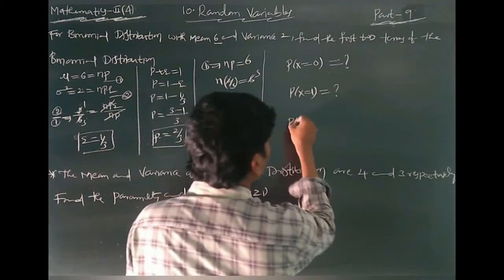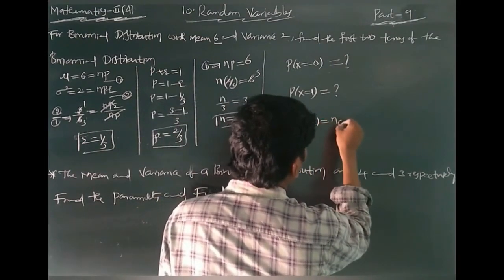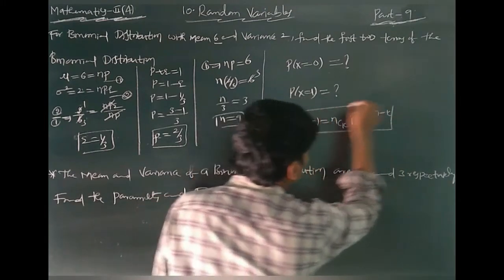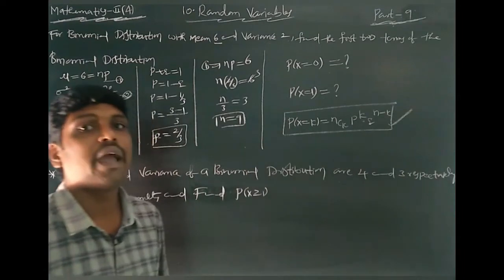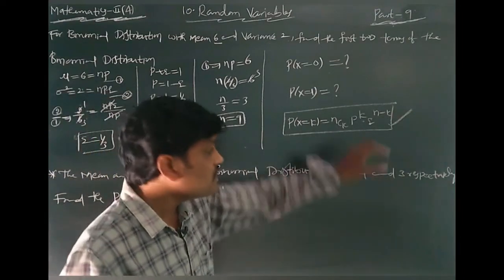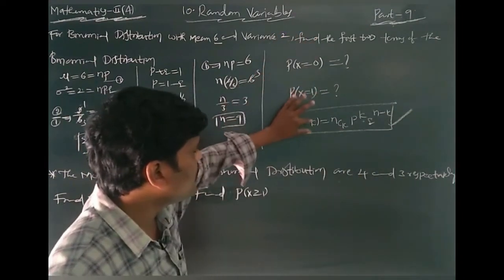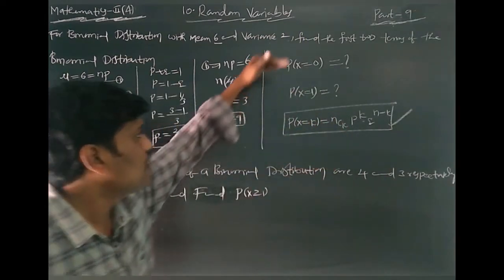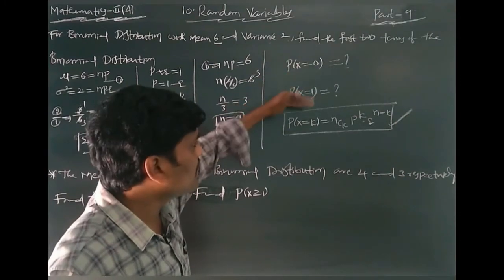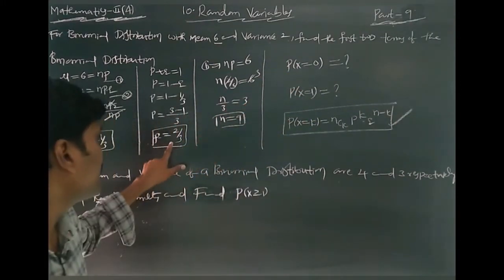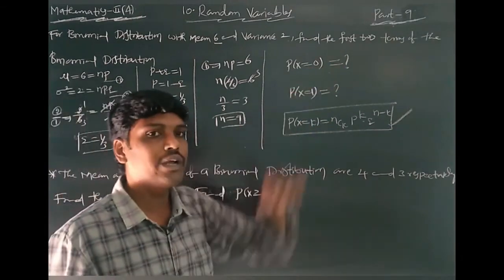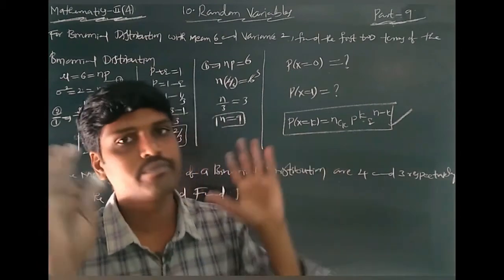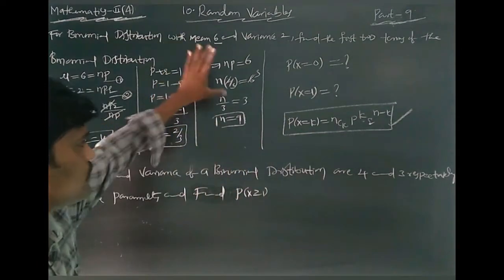Here you can use P of x equal to k is equal to nCk p power k q power n minus k. This is the binomial distribution formula. In this formula, you write k value 0, n value 9, p value 2 by 3, q value 1 by 3. You get P of x equal to 0. After that, write k value 1, n value 9, p value 2 by 3, q value 1 by 3. You get P of x equal to 1. These two are the first two terms of the binomial distribution. This is the first problem.